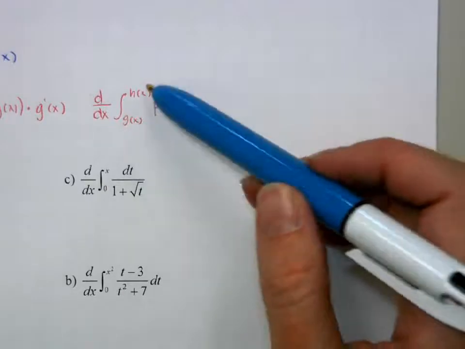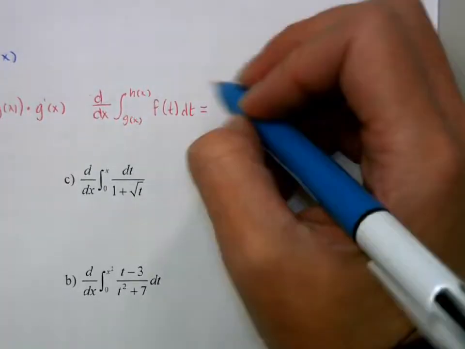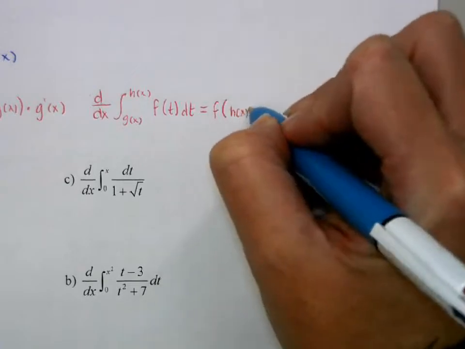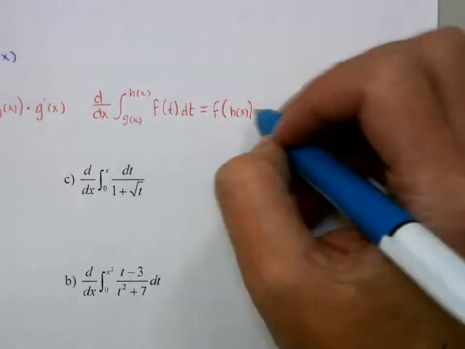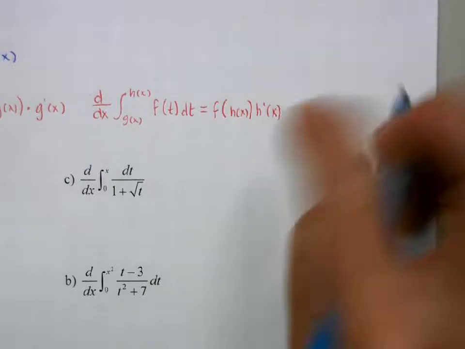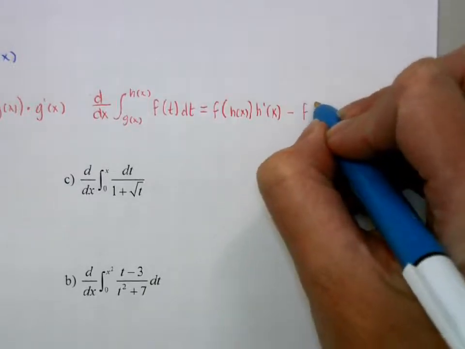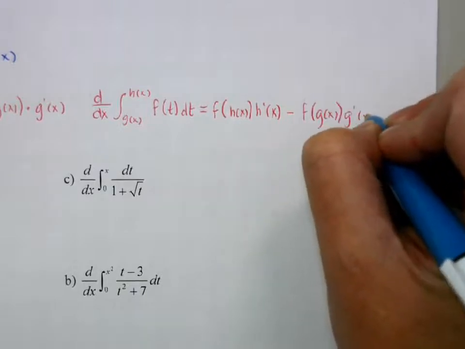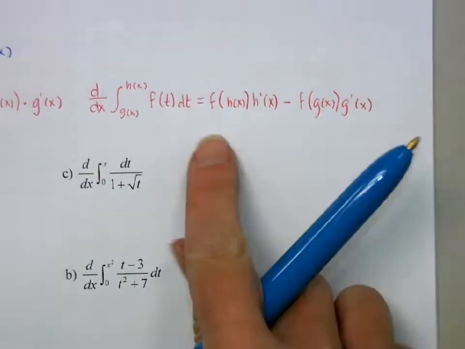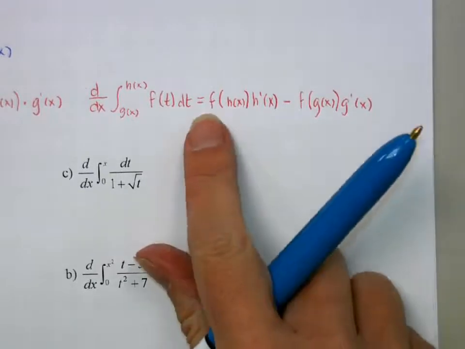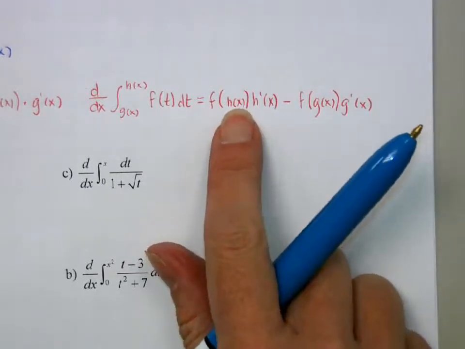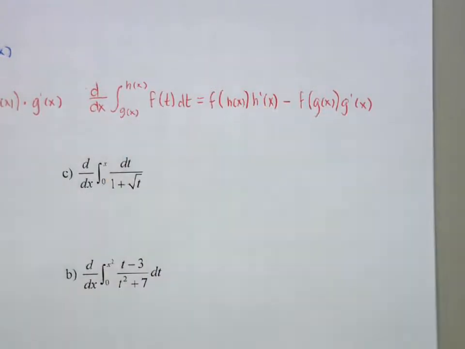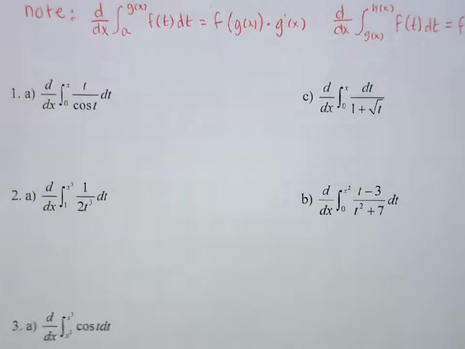Similarly, if both of these are functions, and this is going to relate to the second part of the fundamental theorem, which we haven't really gotten to, we're going to have f of the top one times the derivative of the inside minus the derivative of the bottom one. This will make more sense later, but it's going to be the function evaluated at h of x times the derivative of h of x minus the function evaluated at the bottom times the derivative of g of x. So let's look at some examples.